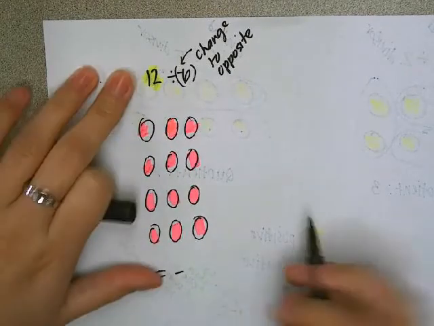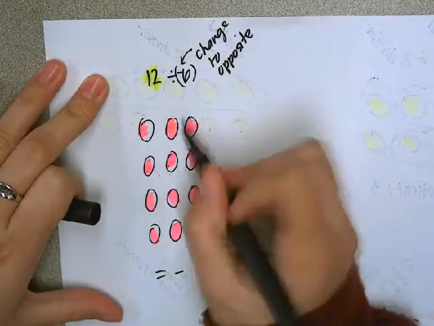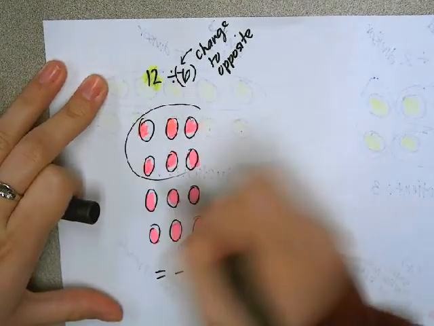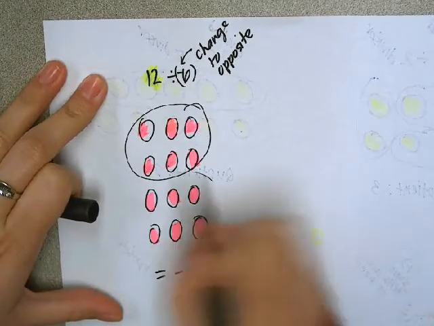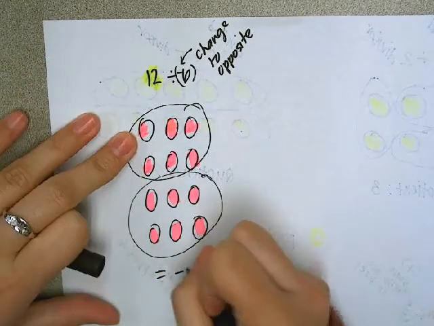And then I need groups of 6. So 1, 2, 3, 4, 5, 6. Here's one group. 1, 2, 3, 4, 5, 6. Here's another. 2 groups. So -2.